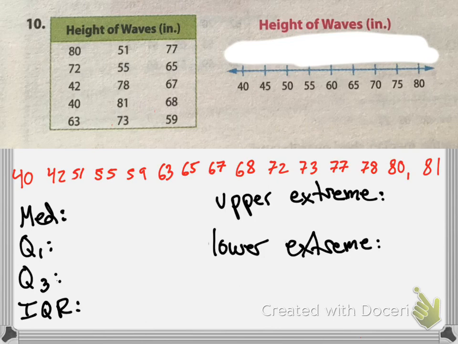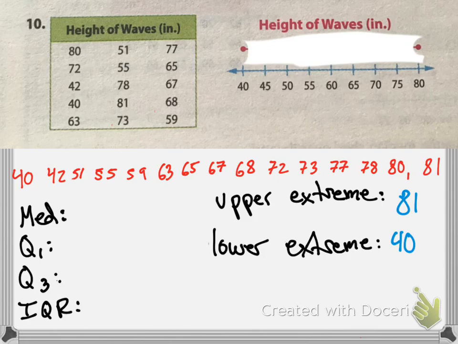But let's find our upper extreme. Our upper extreme just means our biggest number. So our biggest data point that we have is 81. And our lowest data point we have is 40. Excellent. When I plot those on a chart, I literally just put a dot where 81 is and a dot where 40 is. Awesome. We're good.